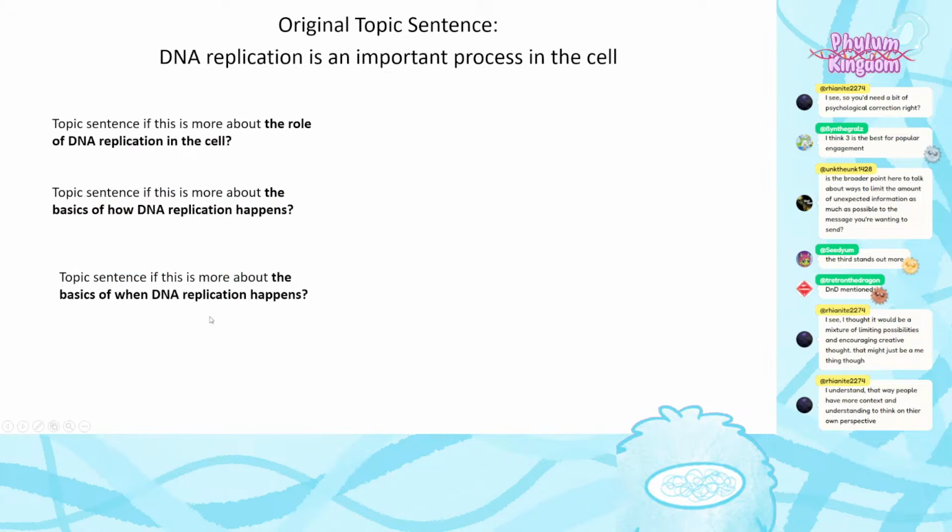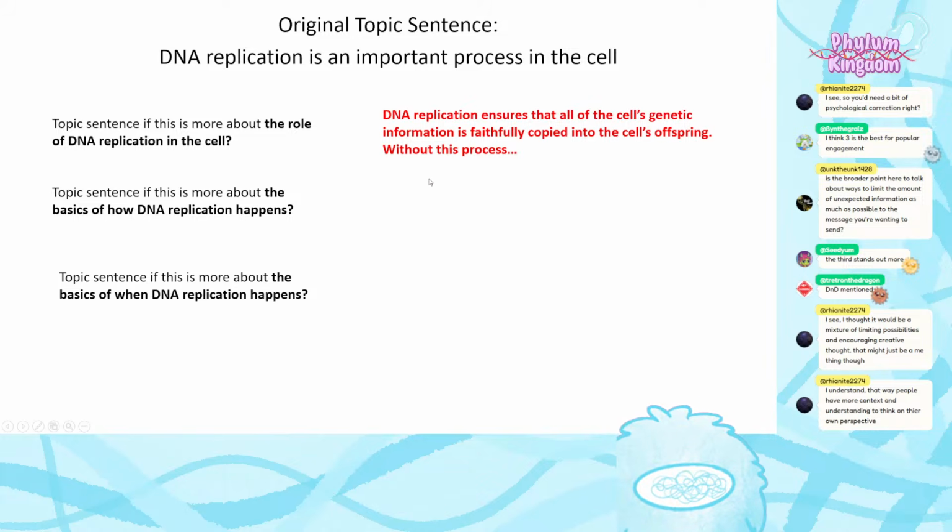Yeah. Okay, so how would I improve these? So here's the original topic sentence. DNA replication is an important process in the cell. So there are 3 different fixes that I have made depending on what the rest of this paragraph is. So if this sentence is about the role of DNA replication, then there's one possible option. If this is about how DNA replication happens, I have a different sentence. And if this is about when DNA replication happens, there's another sentence, right? So I'm changing this to something else, right? So here's my change, right?